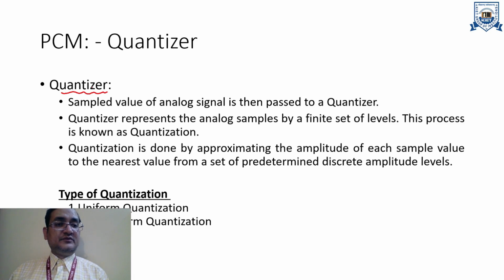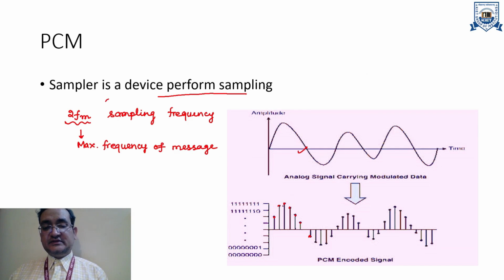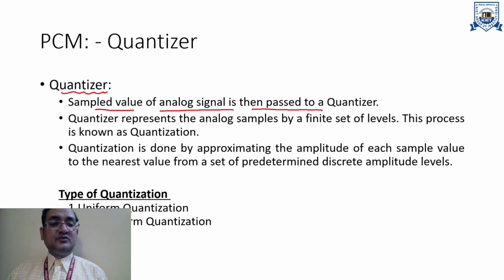Now come to the next section of the PCM technique, which is quantization. The quantization process is performed by the quantizer. The sample values of the analog signal are passed to a quantizer. For example, these are the different sampled values. Let us suppose this value is 0.1. This passes to the quantizer, and the quantizer converts it into equivalent decimal values, whatever the coding related to that quantizer. So the quantizer represents the analog samples by a finite set of levels. These levels are nothing but decimal values.